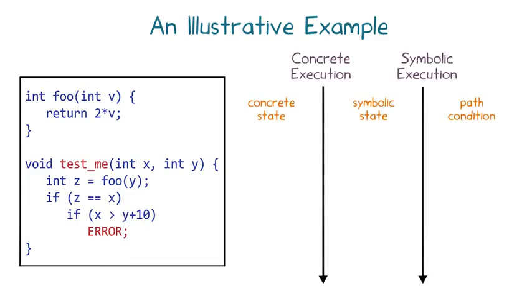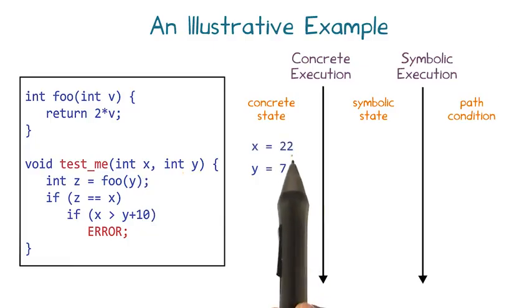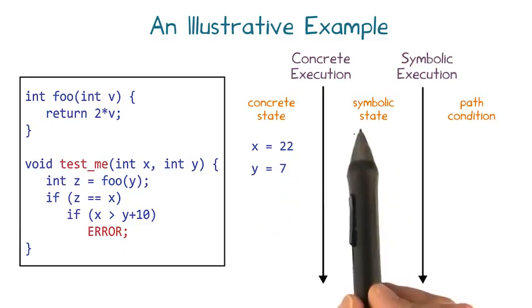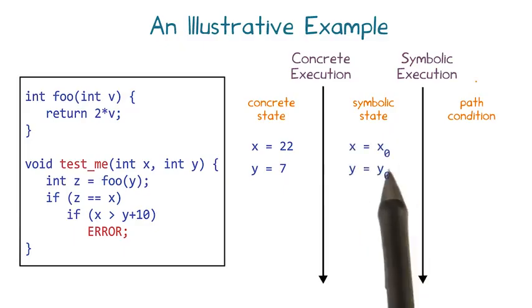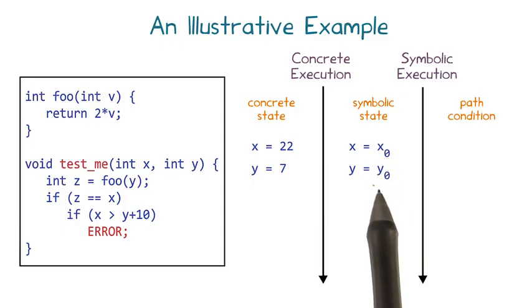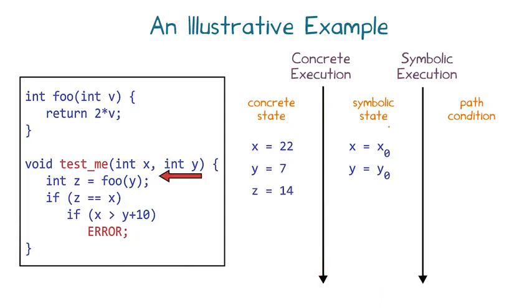Let's look at how DSE would work on the testMe function. First, two random inputs would be generated for x and y. Say x equals 22 and y equals 7. Additionally, DSE would keep track of the symbolic state of the program: x equals some number x0 and y equals some number y0. On the first line, integer z is assigned the output of the function foo applied to y. In the concrete state, this means that z now equals 14, and in the symbolic state, the variable z has the value 2 times y0.